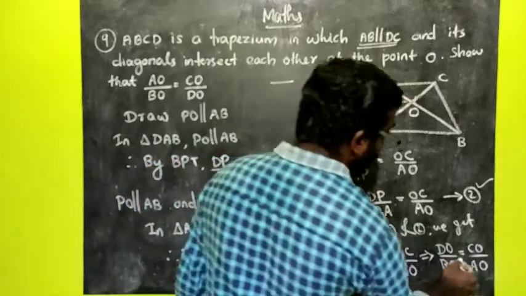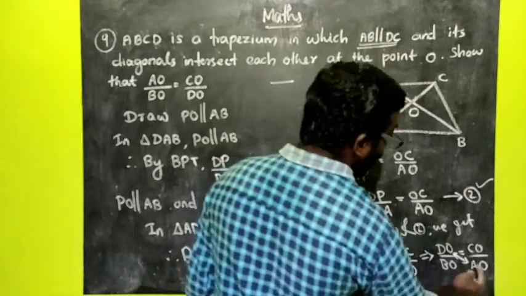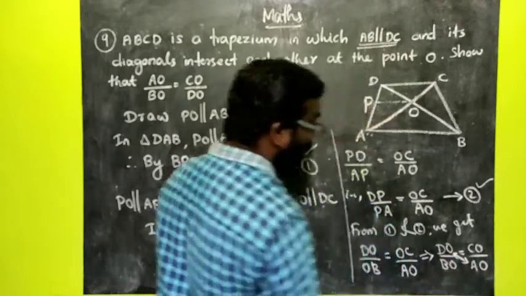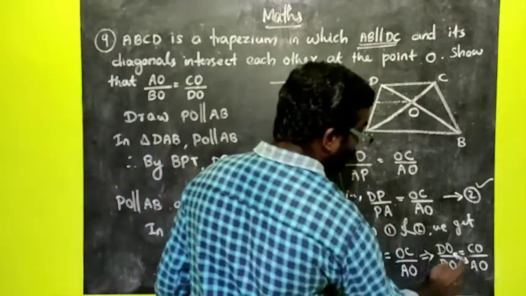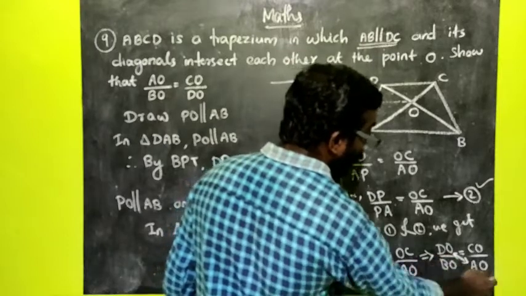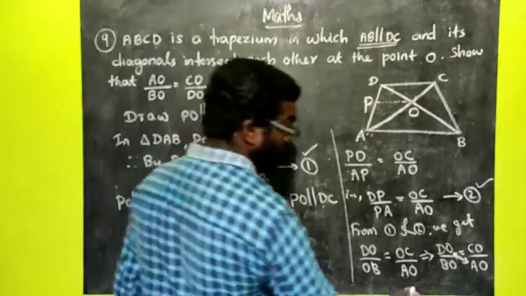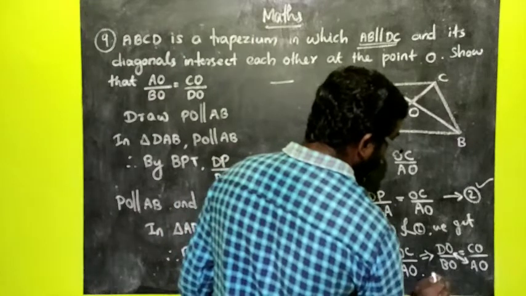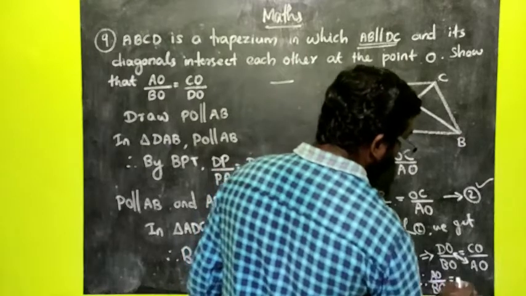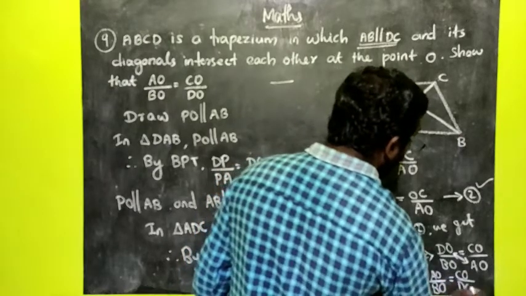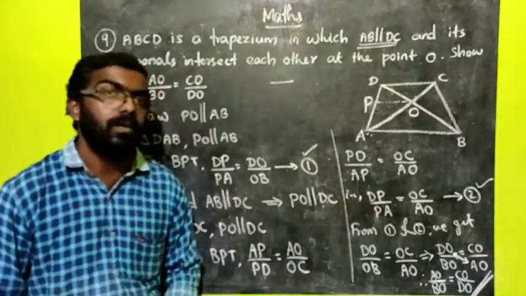Okay. Now we can cross multiply these two terms. We can interchange these two. So here DO by BO, and we have to get AO by BO. So we can cross multiply this AO to the numerator, so AO by BO, and DO to the denominator, CO by DO. Okay. So the final step is, therefore AO by BO is equal to CO by DO. Okay, AO by BO is equal to CO by DO. Understood?